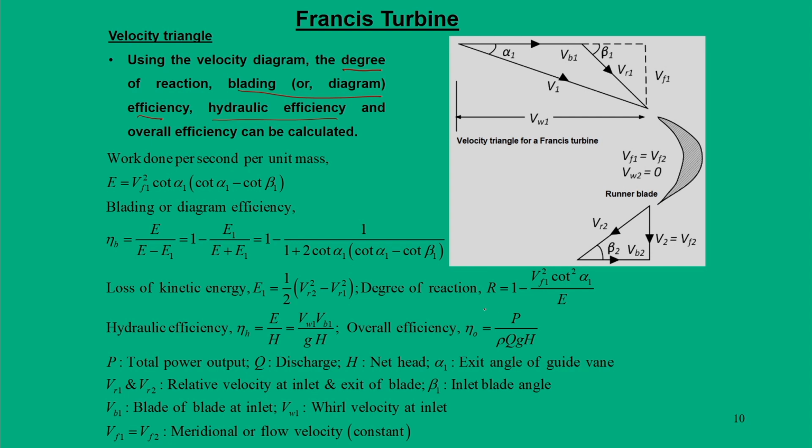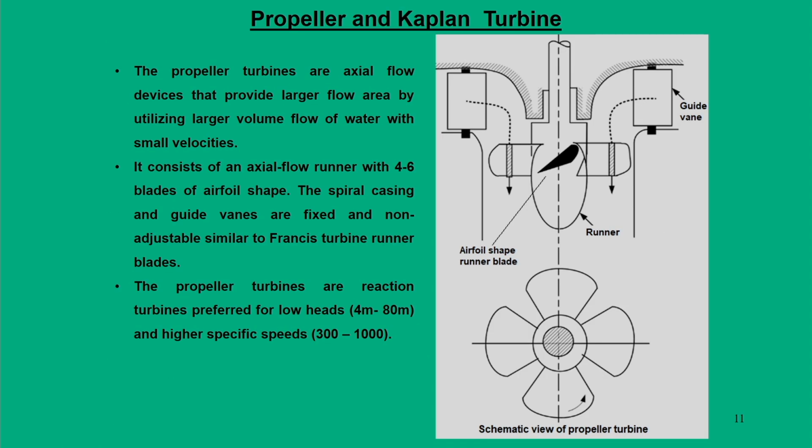Now, from these expressions we can also find the degree of reaction expression, and the hydraulic efficiency, which is nothing but E by H. H is the height or net head available for the turbine. Then we have the overall efficiency. So, these are some of the mathematical expressions that can be laid down for a Francis turbine. Then we will move to the next segment of turbines, which is propeller or Kaplan turbines.